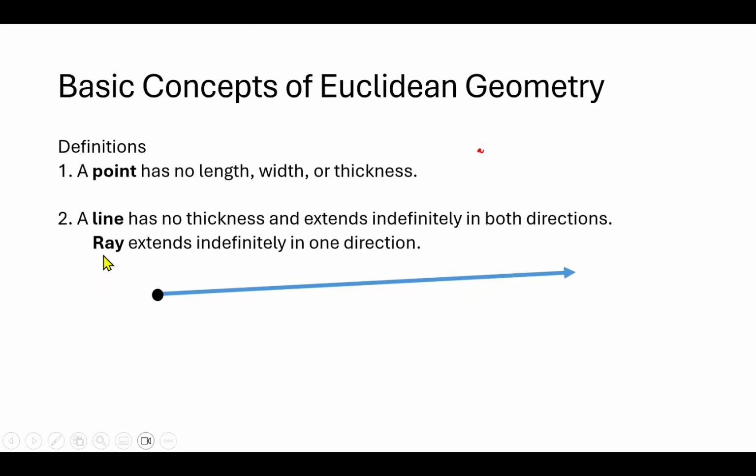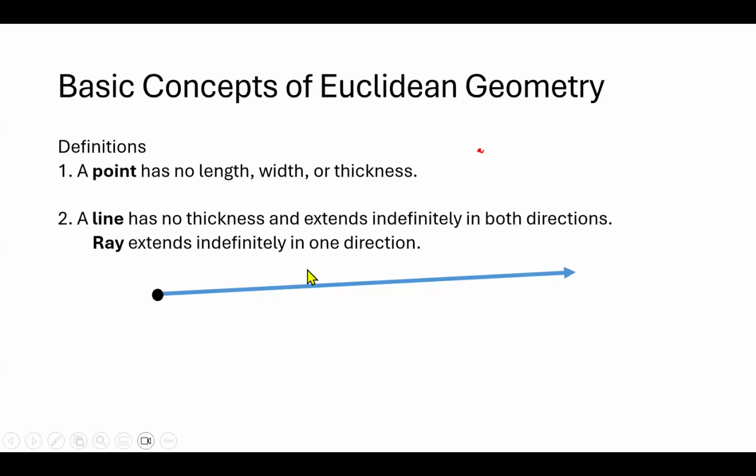The next definition is a line. Similarly, a line has no thickness and extends indefinitely in both directions. So a line is actually infinite. And maybe half of a line, we call it a ray. A ray extends indefinitely in one direction. The picture that you see is a ray, and we know this because we see the arrow and it's only moving to the right. This dot signifies that it starts there. It doesn't go to the left anymore. It's kind of like the starting point.